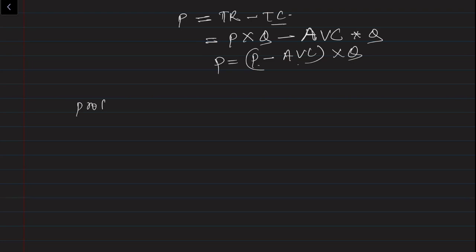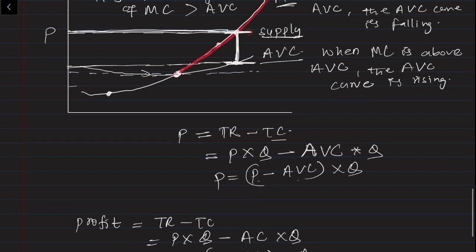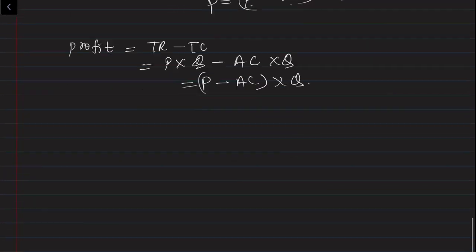So profit becomes total revenue minus total cost, and in this case total revenue is price times quantity, total cost is average cost times quantity. So this is (P minus AC) times quantity. Now the graph will be pretty much similar to this. Let me draw it for you. There will be some difference.